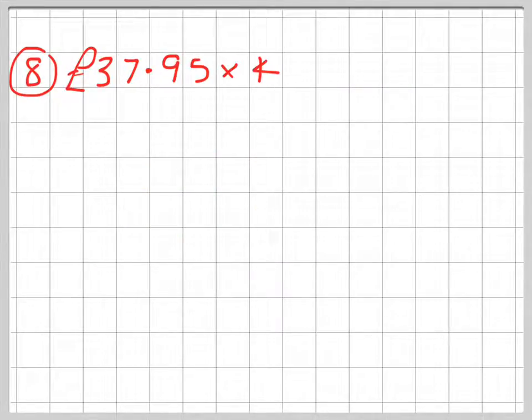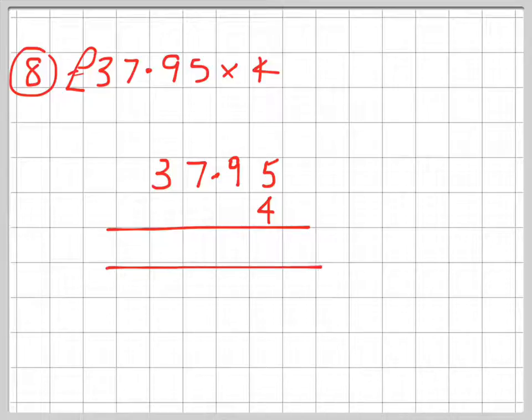Number 8 is a short multiplication. We've got 37.95, and that's money. Okay, and we're timesing it by 4. You don't have to put the pound sign in the question, but it's useful to put it in the answer. So, put my decimal point in straight away so I don't get nagged. Here we go. Let's swap to a different colour to make it stand out.